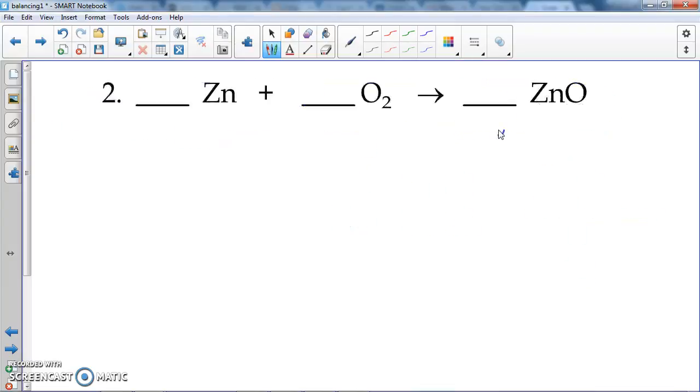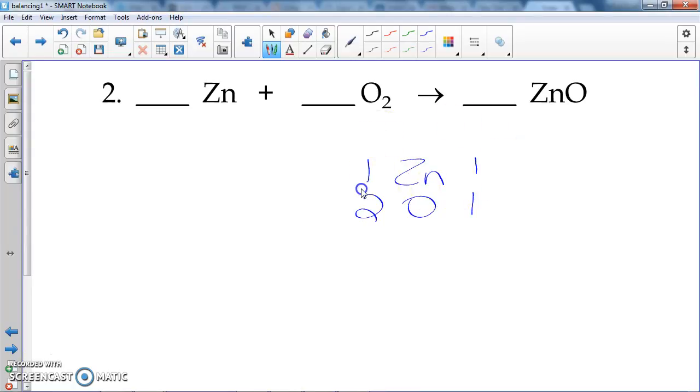Next problem. Do you see any polyatomics? There are none. Remember, a polyatomic is a unit, that group of atoms acting as a positive or a negative. So then we're going to do zinc and oxygen. Why oxygen second? Because if oxygen is present, we're going to do it very last. As I look here, I see that I have 1 zinc and 2 oxygens on the left, 1 zinc and 1 oxygen on the right. So my zincs are balanced.